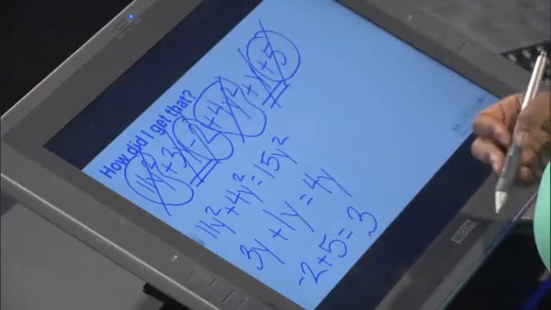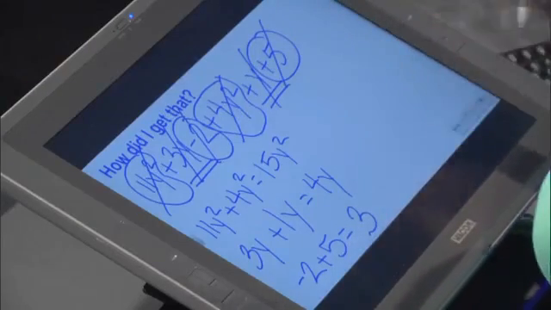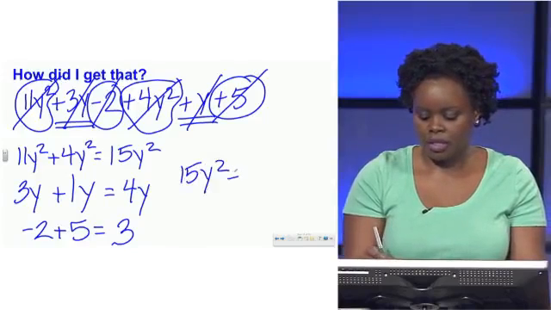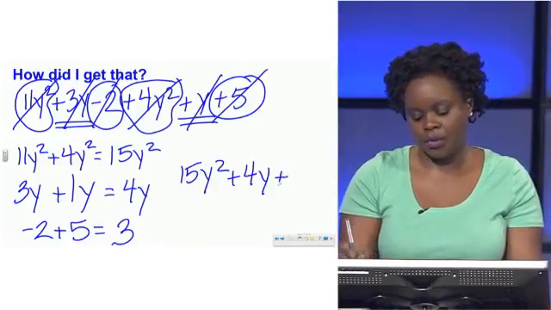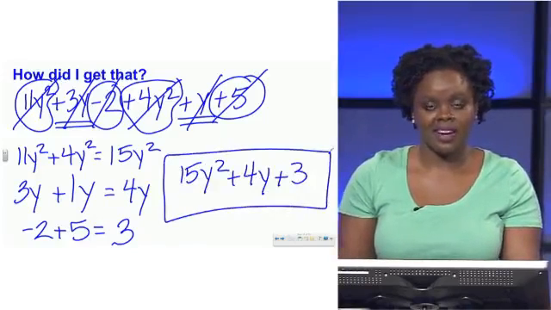So now you're at the point where you can write the answer. Since we worked the problem in chunks, we're going to take all our chunks and put them together. So 15y squared plus 4y plus 3. That's how I got that first one. All right, can you see the next one?